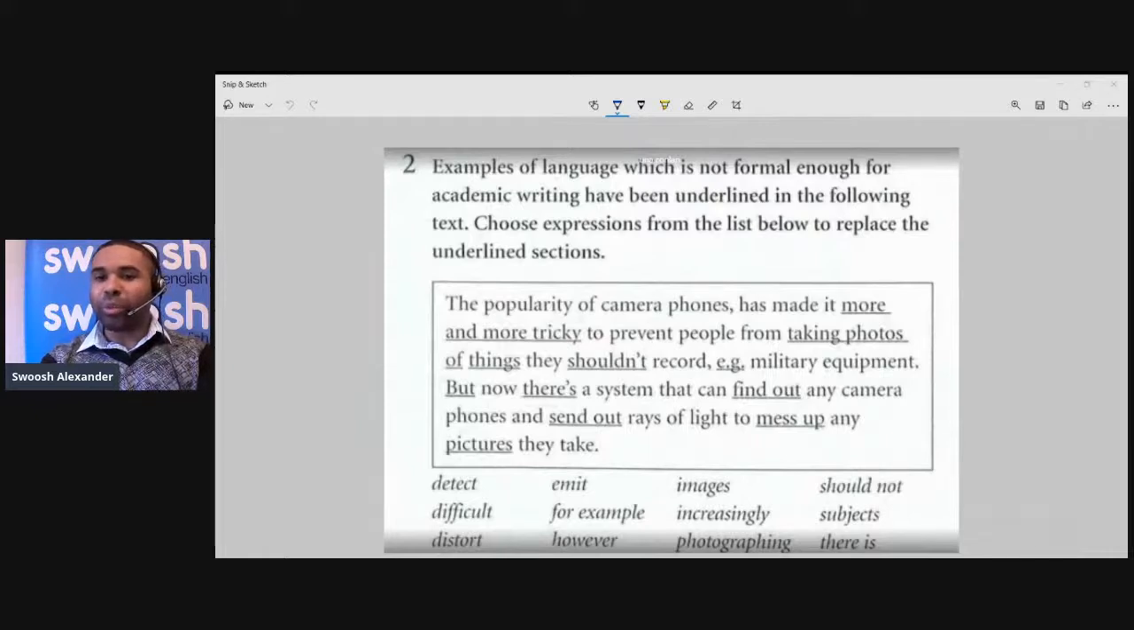I can see Umair has joined the class. Hello, Omar. Great to see you today in Pakistan. Wonderful.